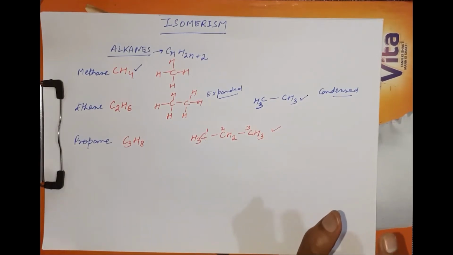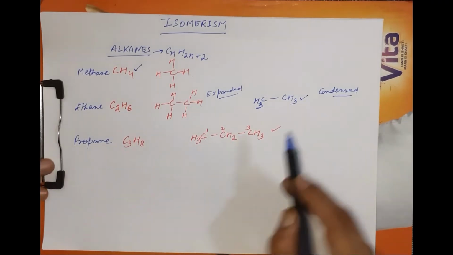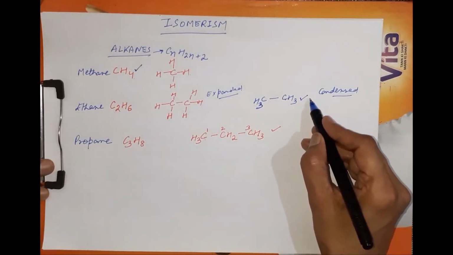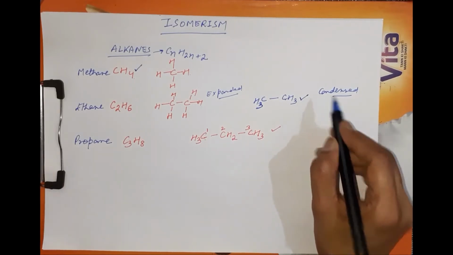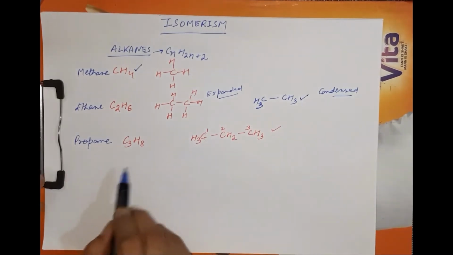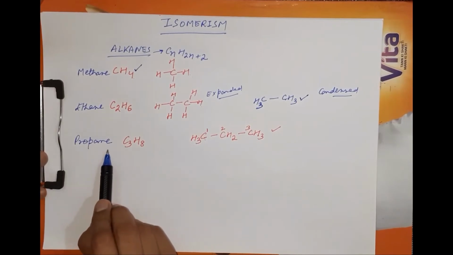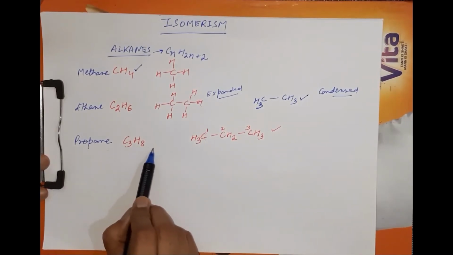So we can say there is no other possibility of writing this ethane molecule. So only one way it can be written like this. So let us now come to the next, propane, C3H8.